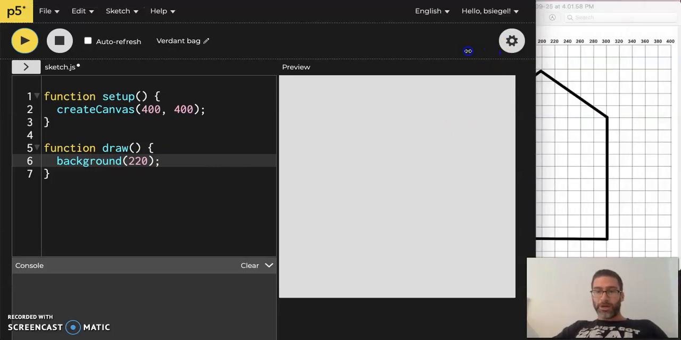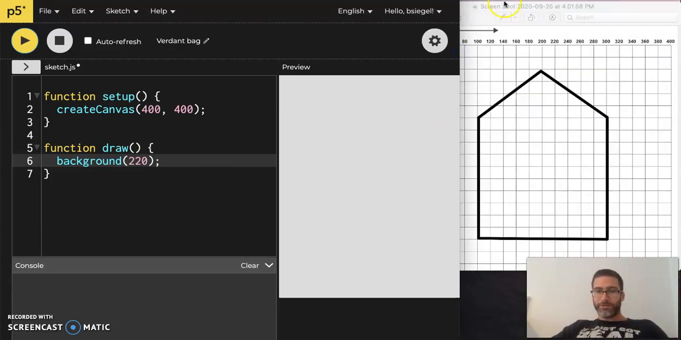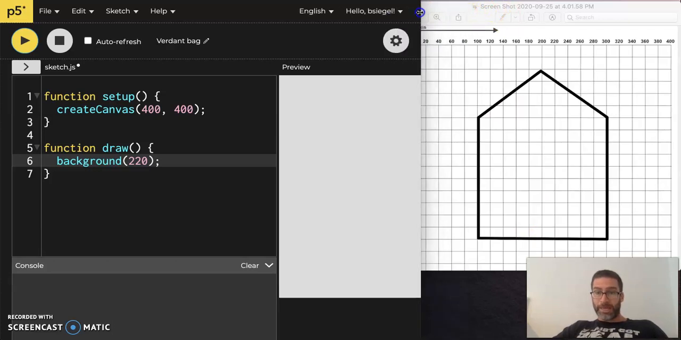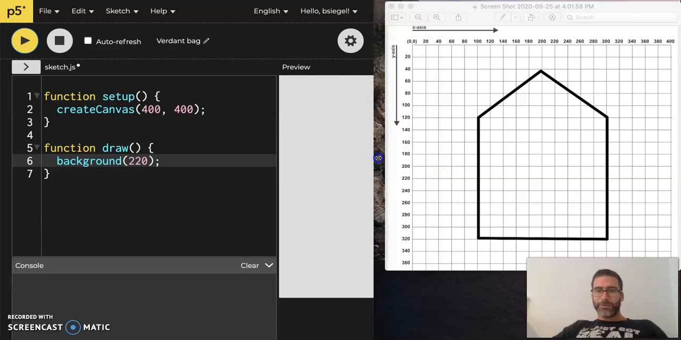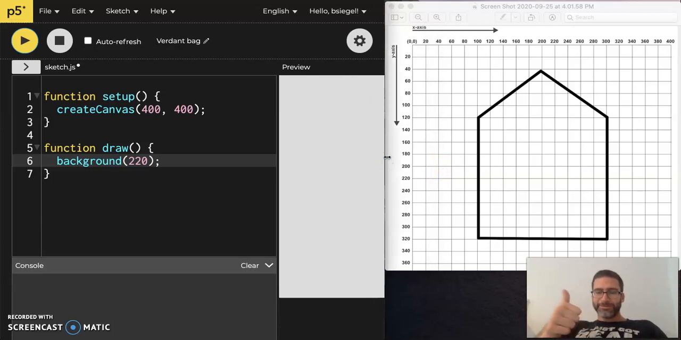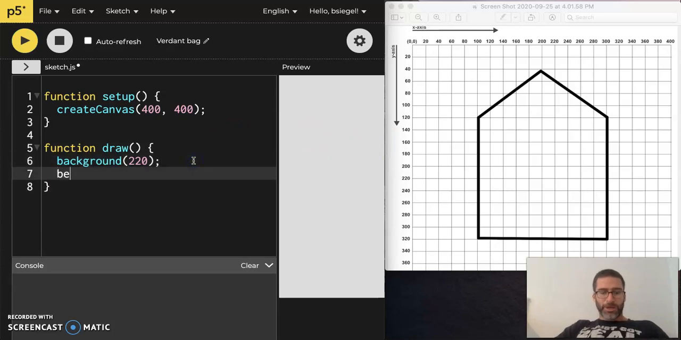So let's look at what we're going to code today. We're going to be coding this house. Now, formally, we would call this a pentagon because it has 5 sides, 1, 2, 3, 4, 5. But really, we're coding a house today. So how do we do it? Well, to code any polygon, what we're going to do is say beginShape to start us off. Now, beginShape tells the computer, I'm going to start making a shape right now. So anything under here, I want you to connect those dots.